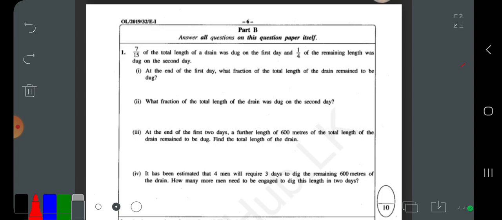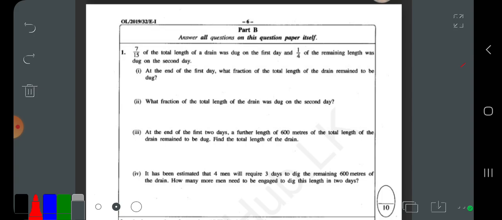You should know in Part 1 B, you should always do it on the paper itself, right? Not only 2019, in every year, if you see the past paper, you will be able to get it. The first question is mostly the fraction questions. Sometimes the fraction questions will be the second one, but most probably you will get it as the first question.